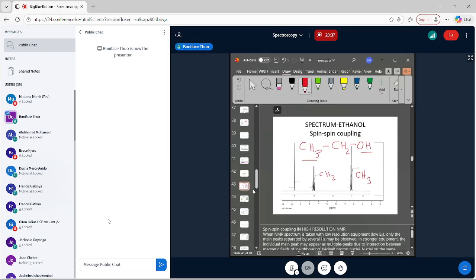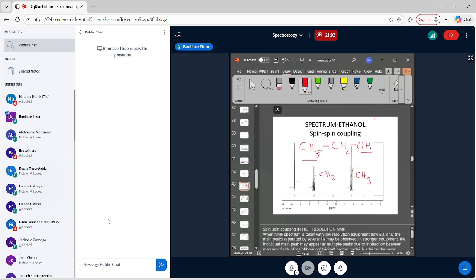So using the same arguments, we see that the methylene proton peak will be split by the methyl protons, and the methyl proton peak is going to be split by the methylene protons. Okay, and what are the possibilities?